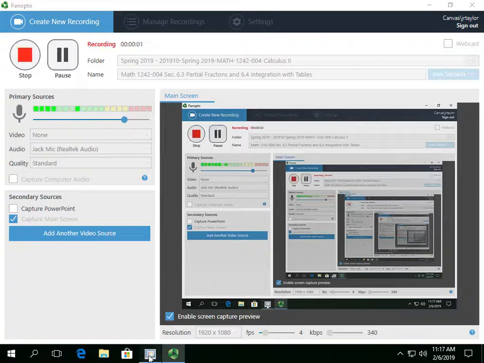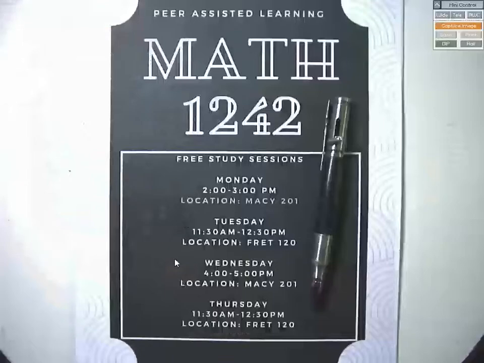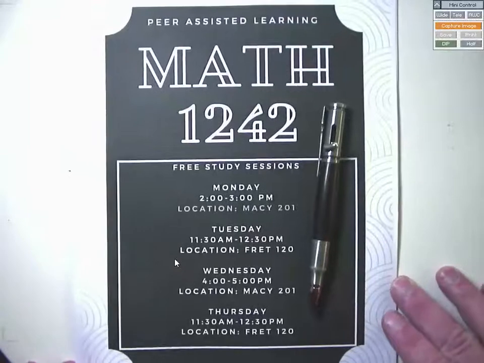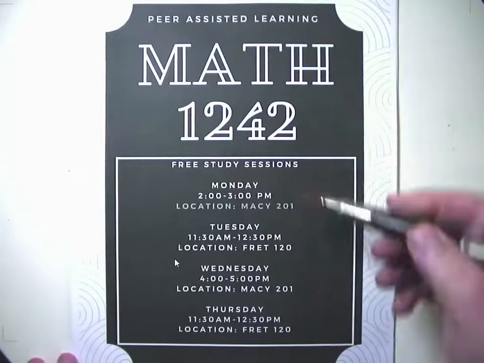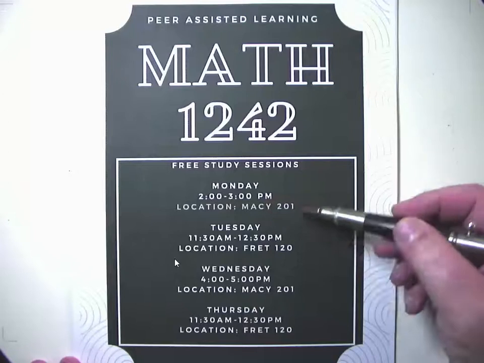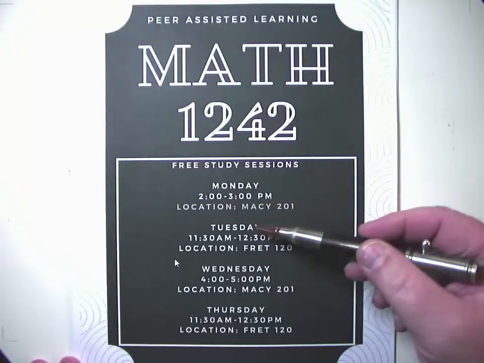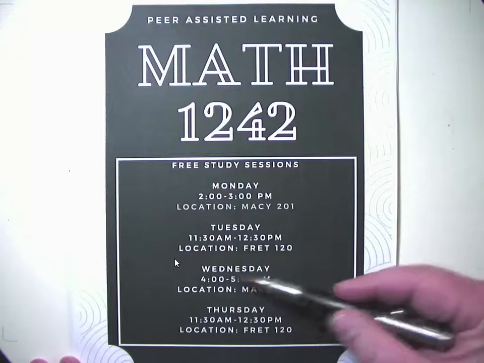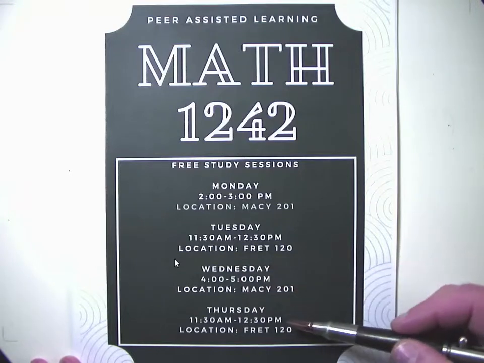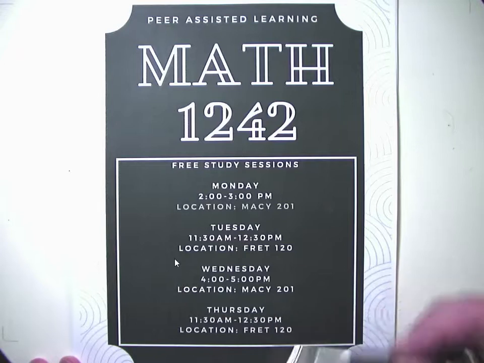A couple of things. First thing, since we just had our first test, another great time to remind people about the awesome supplemental instruction, now called the PALS program, Peer Assisted Learning, for Calc 2. Just to remind you guys, it's on every Monday from 2 to 3 in Macy 201, every Tuesday from 11:30 to 12:30 in Fretwell 120, every Wednesday from 4 to 5 in Macy 201, and every Thursday from 11:30 to 12:30 in Fretwell 120.